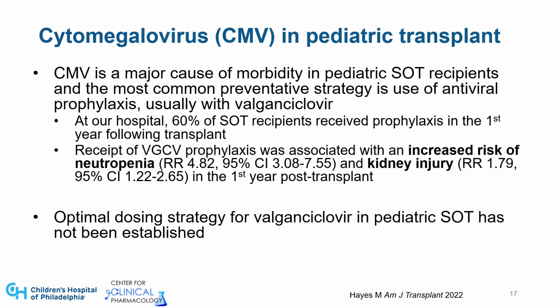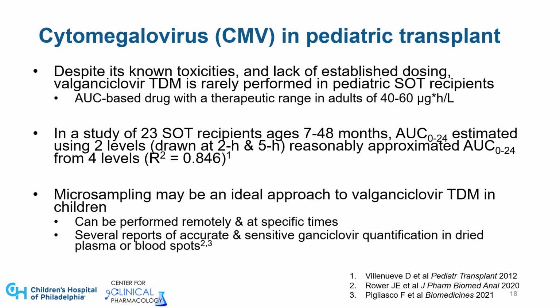And in a study that we conducted, receipt of valganciclovir prophylaxis was associated with an increased risk of neutropenia of more than 4-fold and of kidney injury of nearly double compared to patients who did not receive valganciclovir prophylaxis. And unfortunately, the optimal dosing strategy for valganciclovir in pediatric solid organ transplant has not been established, with some centers providing weight-based dosing and others providing body surface area-based dosing.